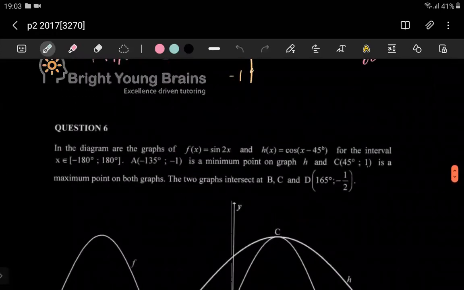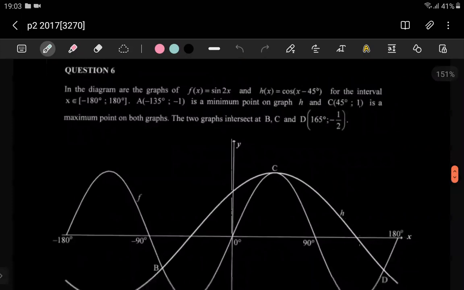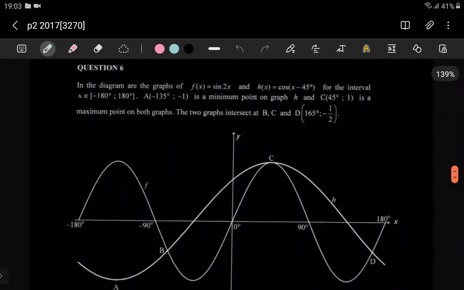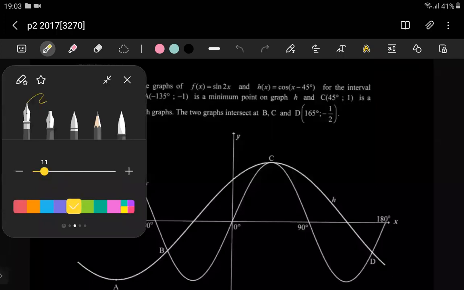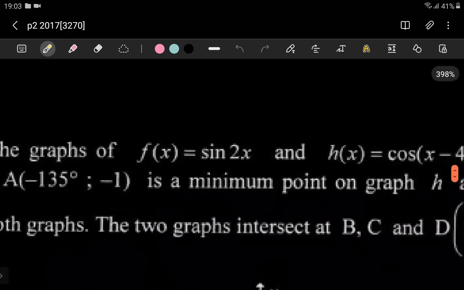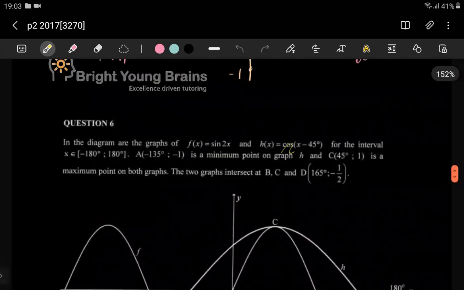Question 6, right? It's a trigonometry question. We can see it. It's there in the open. Nothing crazy, really. It says in the diagram are the graphs of f and h. So in this diagram, you have h and f. F is our sine graph. H is our cos graph.